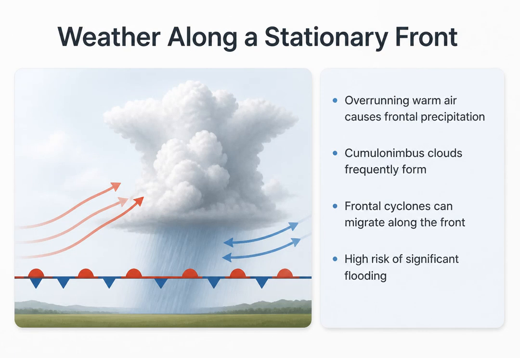The weather along a stationary front can be quite impactful. Even though the front isn't moving across the ground, warm air is still overrunning, or uplifting, along the boundary. This causes cumulonimbus clouds to form, leading to frontal precipitation. Because the front is stationary, frontal cyclones migrating along it can dump heavy amounts of precipitation over the same area for extended periods, which often results in significant flooding.